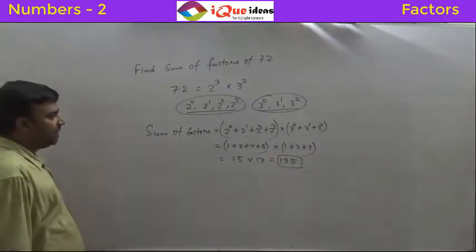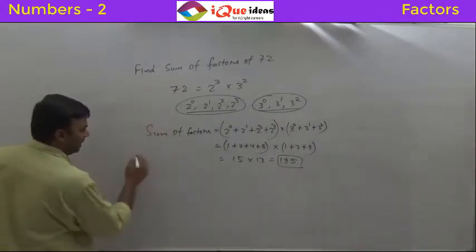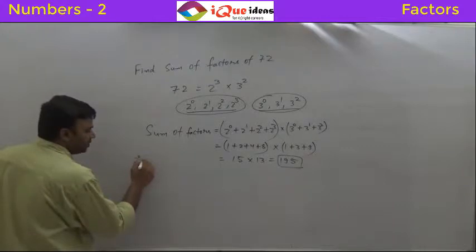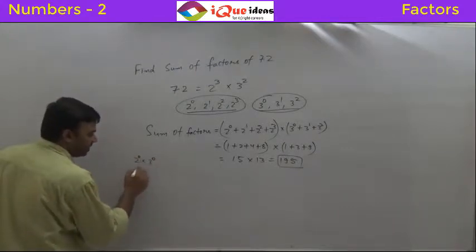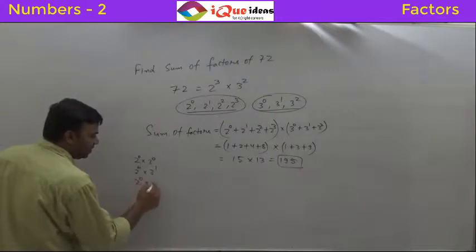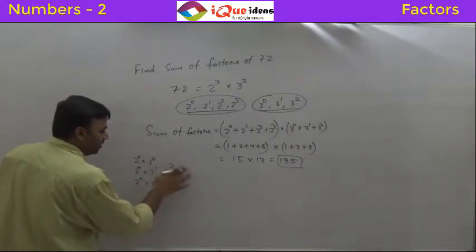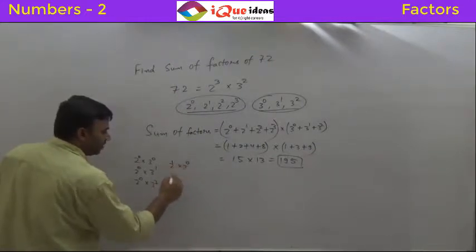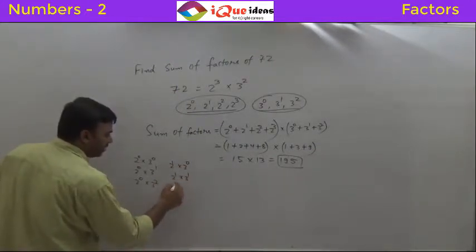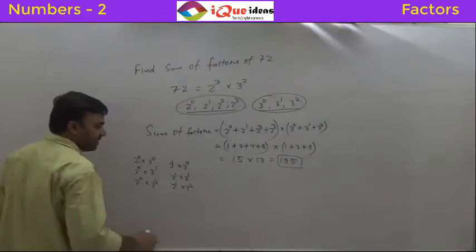Now, how does this happen? Do you remember the process of formation of factors? I'll just recall it once more. 2 raised to 0 into 3 raised to 0 was the first factor. 2 raised to 0 into 3 raised to 1 was the second factor. 2 raised to 0 into 3 raised to 2 is the third factor. Then 2 raised to 1 into 3 raised to 0, 2 raised to 1 into 3 raised to 1, 2 raised to 1 into 3 raised to 2. These were the next set of factors.